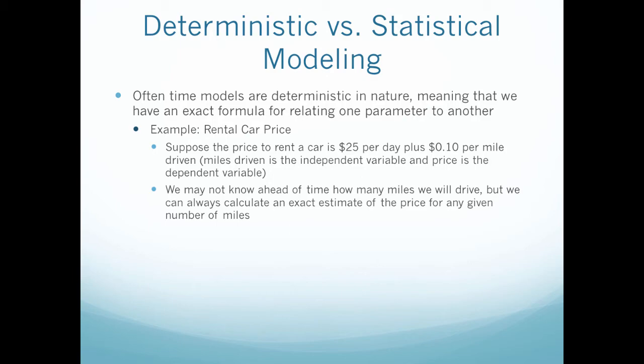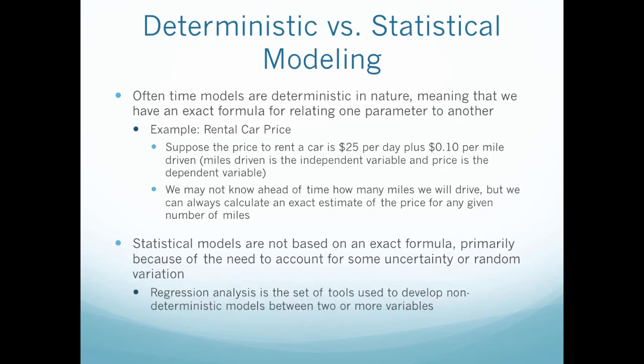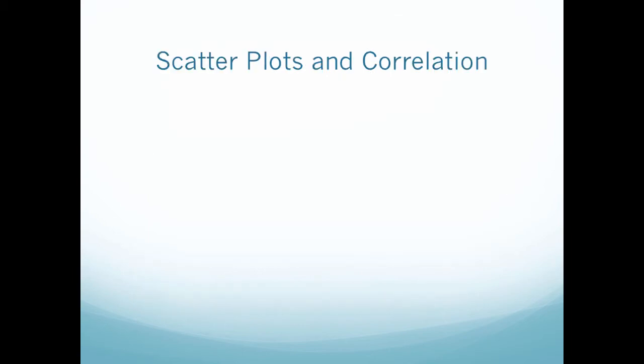So maybe you go to different car companies and you want to shop around for a rental car. You could compare these different formulas to each other based on an estimated number of miles. With statistical modeling, we don't have an exact formula that we're going off of, so we need to use this to account for that variation or uncertainty. In order to figure out a model for statistics, we use something called regression analysis. It's a set of tools used to develop these non-deterministic models between two or more variables. And we will get into that right now.